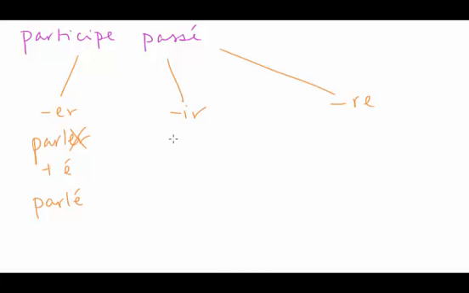Okay, so for IR verbs, let's go with choisir, to choose. So for IR verbs, it's really simple. You just drop the ending R, and then you get choisi. For RE ending verbs, let's go with vendre. So all you do is you drop the infinitive ending like you did for ER, but this time instead of adding an E, we add a U. So we get vendu. So these rules are pretty good. You can find the participe passé for a whole ton of verbs based on their endings.